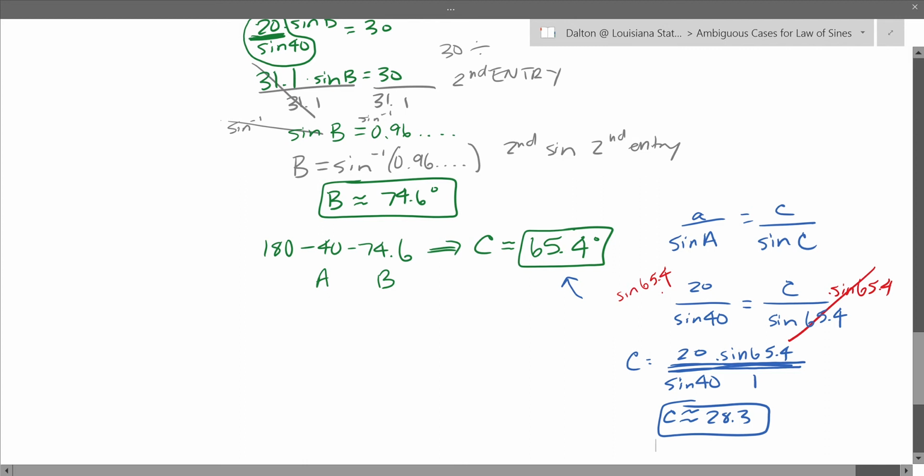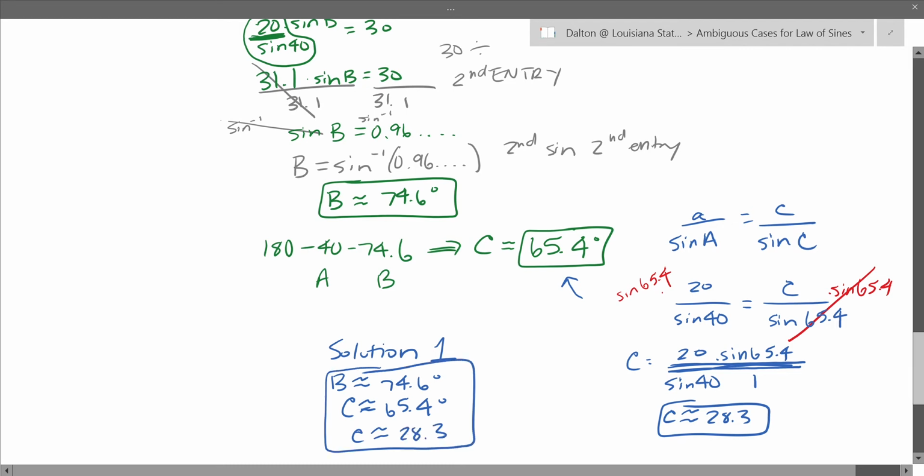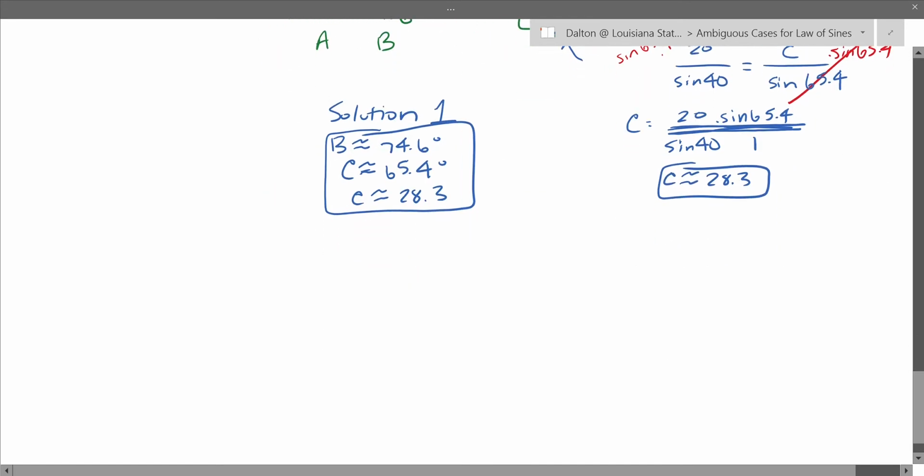All of that was solution 1. So this was in that first case, because remember, this scenario had two possible solutions. Think about the two possible triangles. So this triangle is an acute triangle. Solution 1 consists of angle B, which is approximately 74.6 degrees, angle C, which was approximately 65.4 degrees, and side C, which is approximately 28.3. So that's solution 1. To find solution 2, the good news is it's not as laborious.